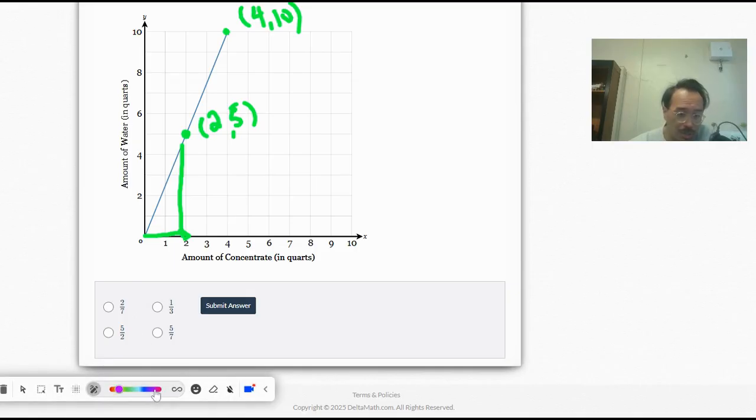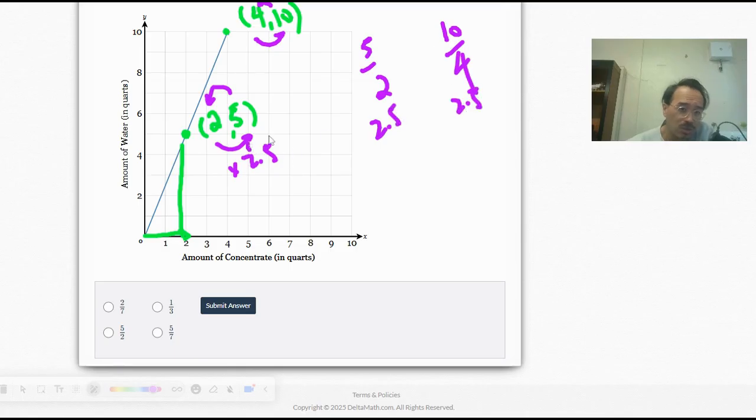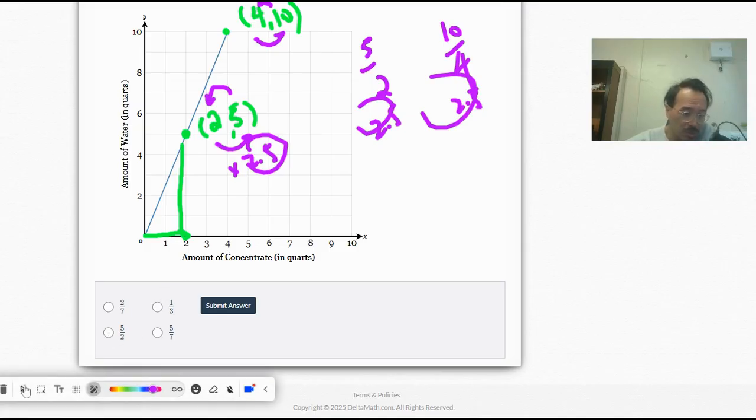You can look at this like 5 over 2, 10 over 4. Or you can ask yourself this question: 2 times what gives you 5, 4 times what gives you 10. Either way, you get the same answer. 2 times 2.5, and 5 divided by 2 is 2.5, 10 divided by 4 is 2.5. So which one is it? Which one is 2.5? Yeah, this one, 5 over 2. So I choose that.